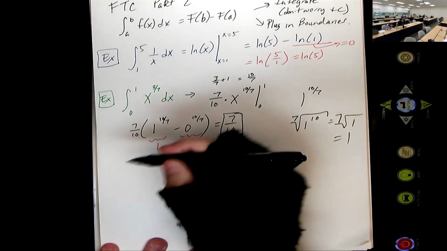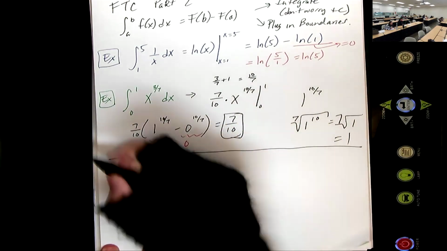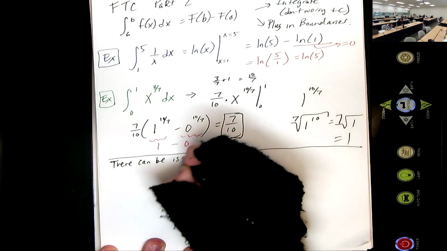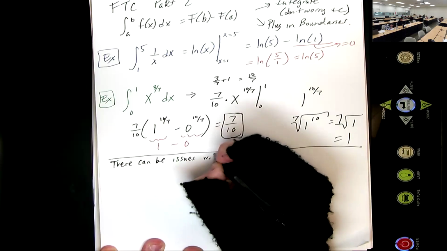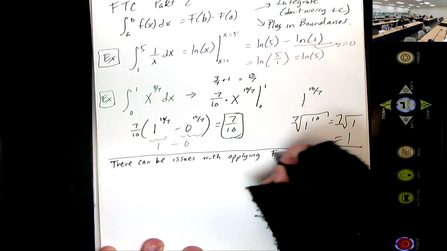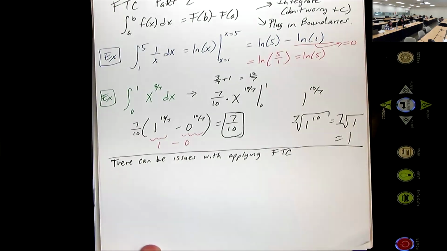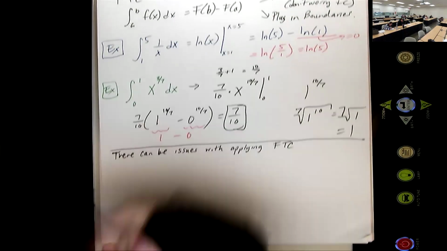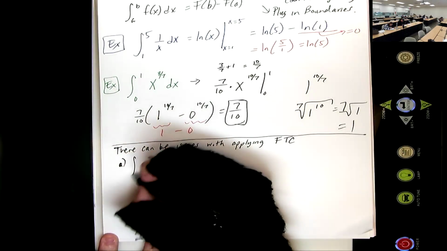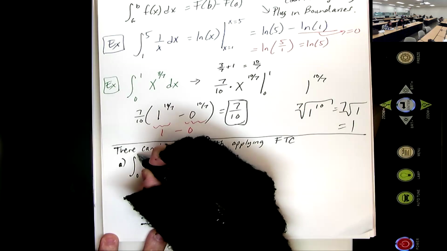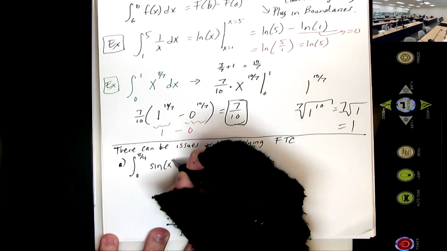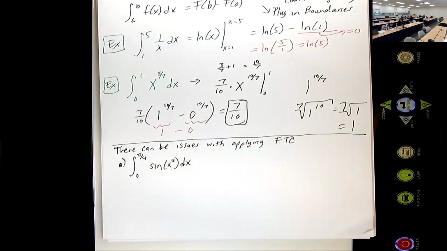So sometimes there can be issues with applying the fundamental theorem of calculus. Let's say we're going from 0 to, I don't know, pi/4, and I have sine of x to the 4th dx.